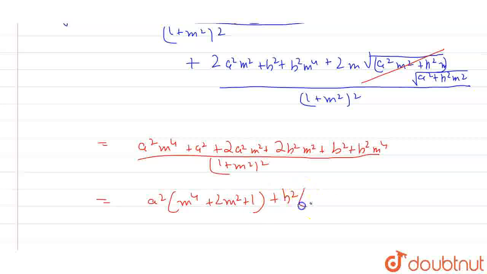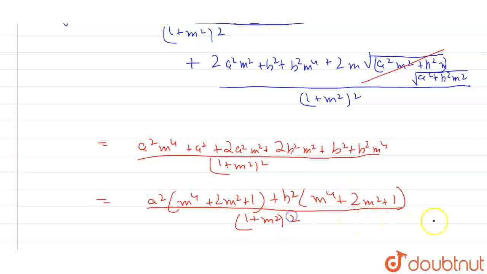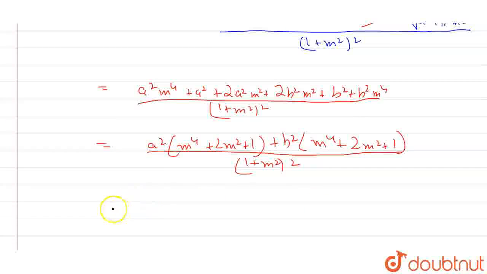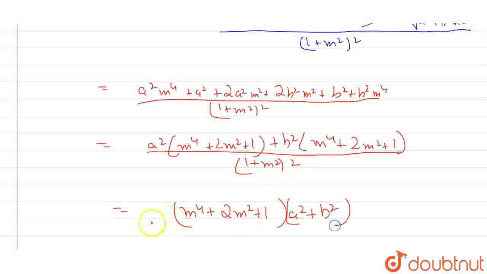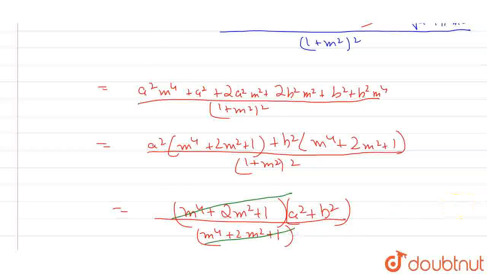Again taking b square common, this will become m to the power 4 plus 2 m square plus 1 divided by 1 plus m square whole square. Now in the next line we will expand the denominator. Taking m to the power 4 plus 2 m square plus 1 common, we are left with a square plus b square. And if I open this formula, 1 plus m square whole square, this will become m to the power 4 plus 2 m square plus 1, right? Clearly visible. So this term and this term cancel out.